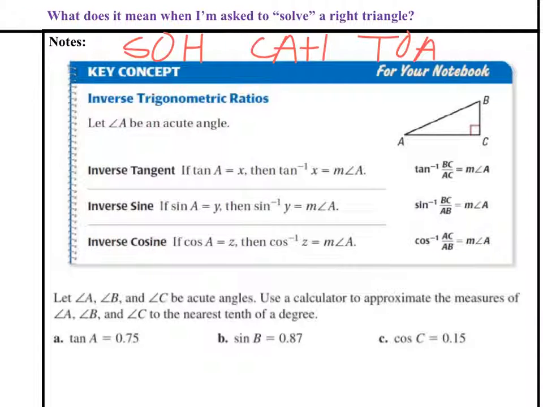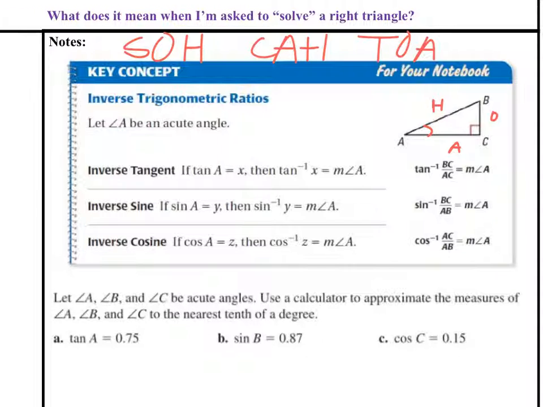So just in this first one, when we say tangent of inverse, we're looking from angle A. The tangent inverse is BC over AC because that is my opposite and my adjacent. The hypotenuse is the one across the right angle. So sine inverse has to use the O over H, BC over AB, etc., etc.